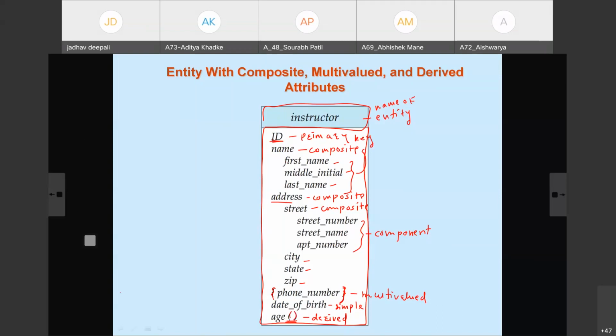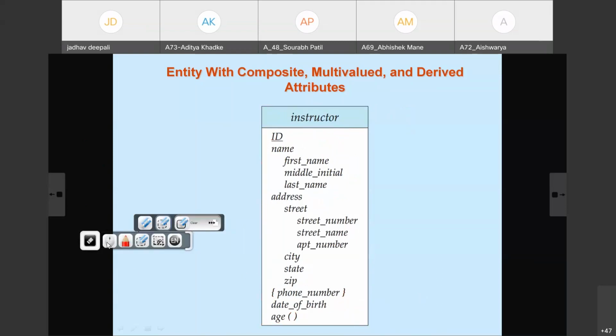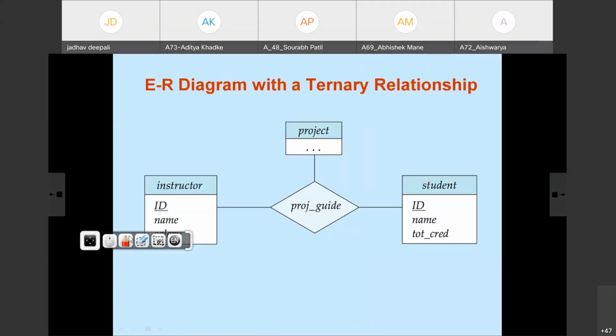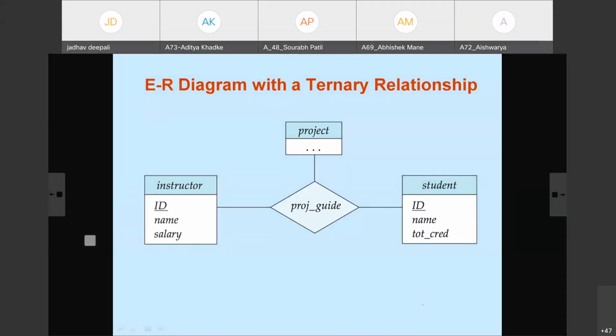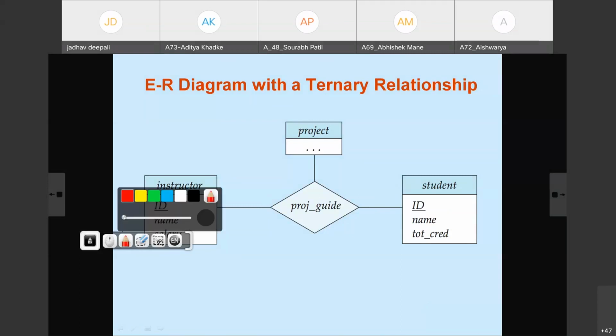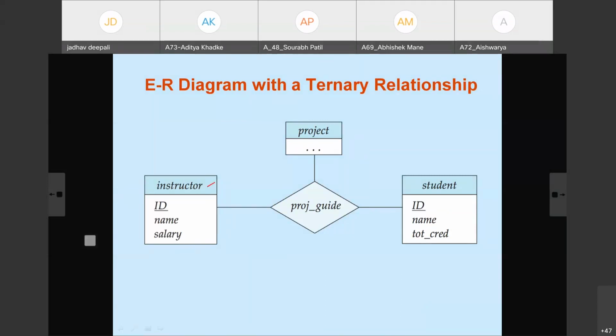That is about the representation of different types of attributes in the particular entity set. Now the next one, ternary relationship set. How do we represent a ternary relationship set? Three entity sets participate: the first is the instructor entity set, the second is the student entity set, and the third is the project entity set. These three entity sets participate in the relationship set project guide.